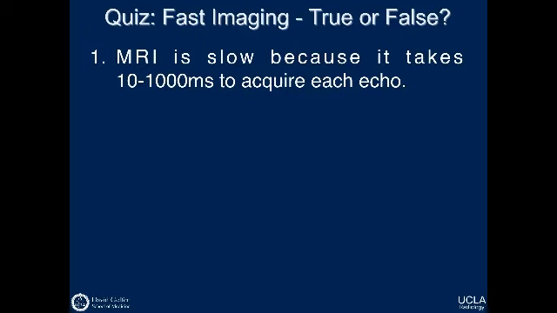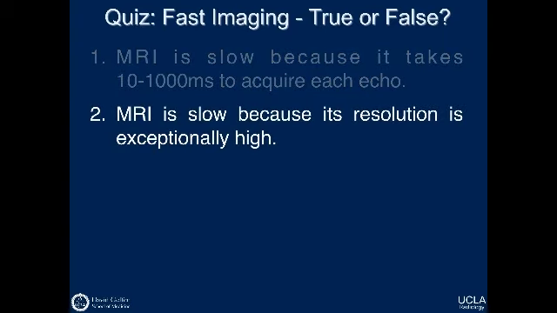True, right? I mean, this is the downside. The TRs that we need for T2 weighted imaging are quite long typically. And even on the short end of 10 milliseconds or 20 milliseconds, it still means scan times can be in the tens or hundreds of seconds, minutes. MRI is slow because its resolution is exceptionally high. Is MR exceptionally high spatial resolution? No, right? Sadly, you compare it to CT or plain film or mammography or basically anything else, almost everything's going to beat it except for nukes.